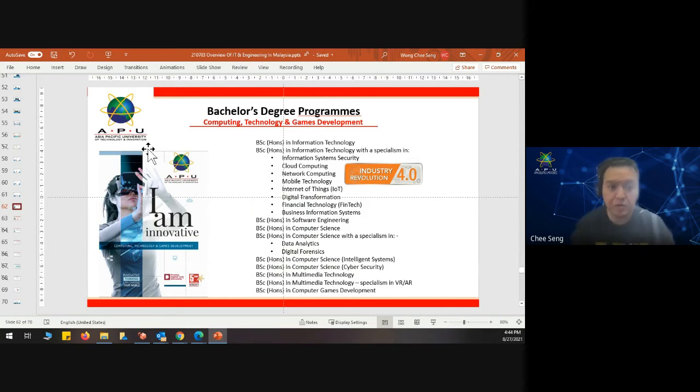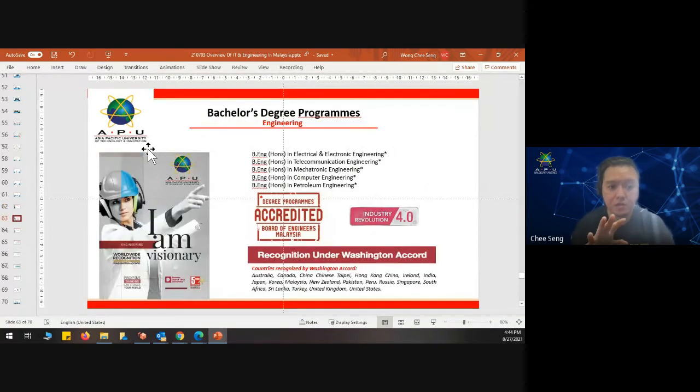But for engineering it's a bit different. Engineering is a 5 year course because in order for students to obtain a professional license from the Board of Engineers Malaysia, the engineering degree itself has to be a 4 year degree. So you start off with the foundation or a diploma, top up everything, it is about 5 to 5.5 years.